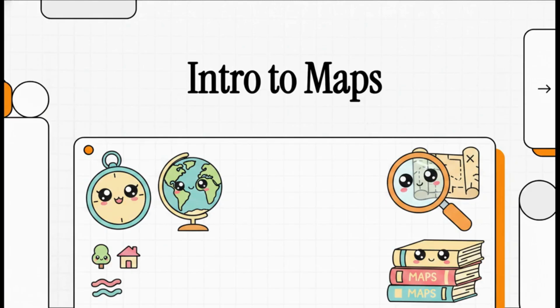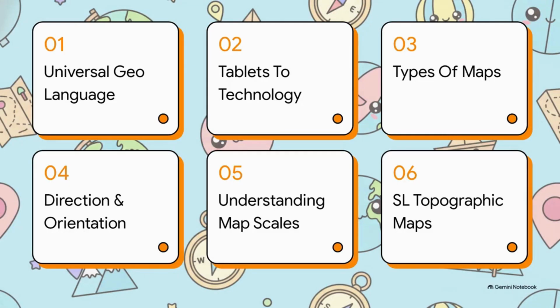Maps are literally everywhere in our daily lives, right? But how much do we actually know about the science that makes them work? Well, let's find out. Okay, so here's our quick roadmap for today. We've got 6 parts. Section 1, the Universal Geographic Language. Section 2, From Tablets to Technology. Section 3, Types of Maps. Section 4, Finding Direction and Orientation. Section 5, Understanding Map Scales. And finally, Section 6, Sri Lankan Topographic Maps.